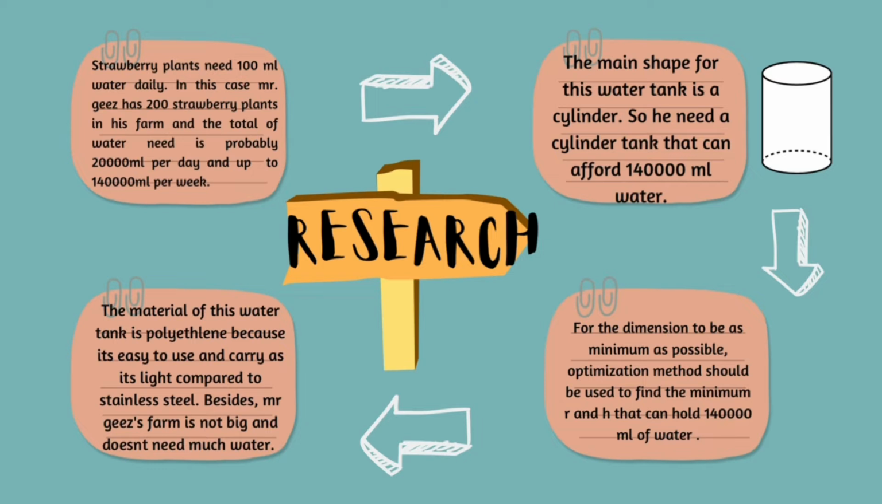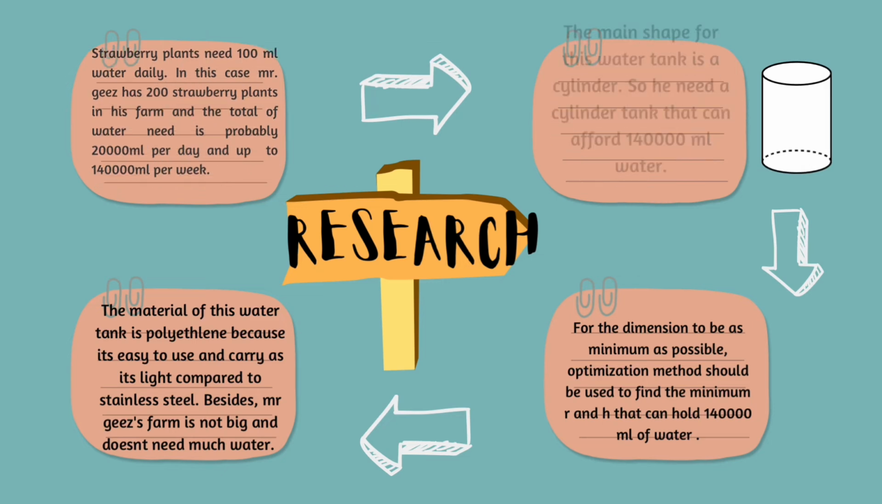The material of this water tank is polyethylene because it's easy to use and carry, as it's light compared to stainless steel. Besides, Mr. Gis' farm is not big and doesn't need much water.